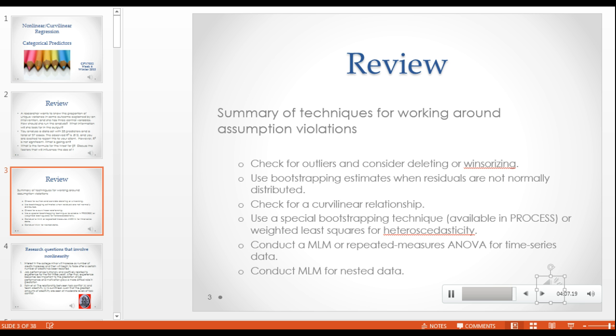We'll learn more about that next quarter. Don't worry about that now. Just know that these are some of the techniques that can be used to get around some of the assumption violations that may come up in our data. Use this as a reference as well, but know some of these techniques and what you could try.